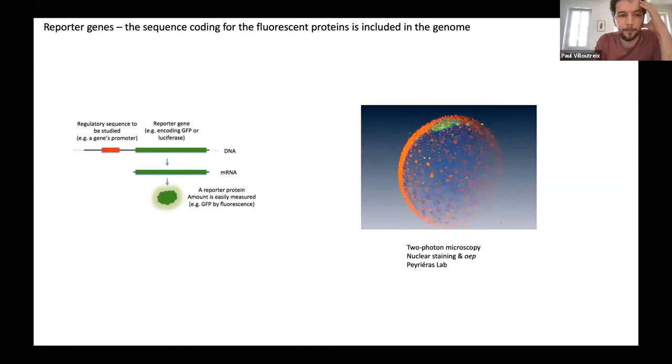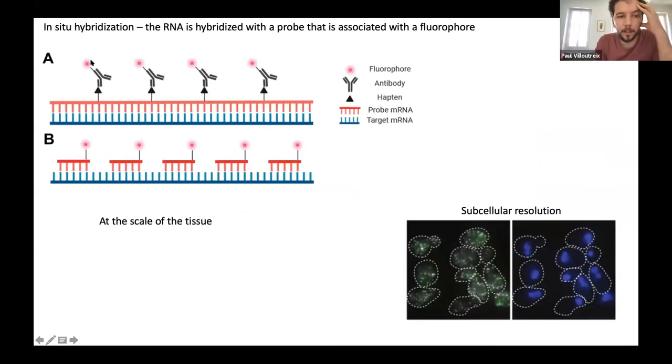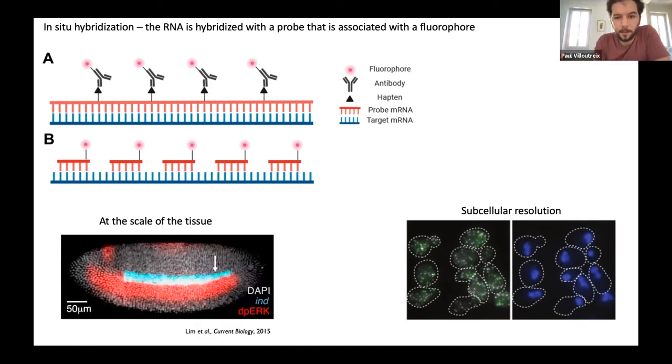Now the second technique is called in situ hybridization, and in that case you will put some fluorescence on the RNA. So this is kind of the scheme of how it's done. The idea is to first fix your sample, so you stop the development or you stop the activity, and then you will include in your sample an antibody that will attach to your RNA of interest, and to this antibody you can attach also a fluorescent protein, and then when you send light on it you will see where the RNA is in space. So this is what is done here at subcellular resolution.